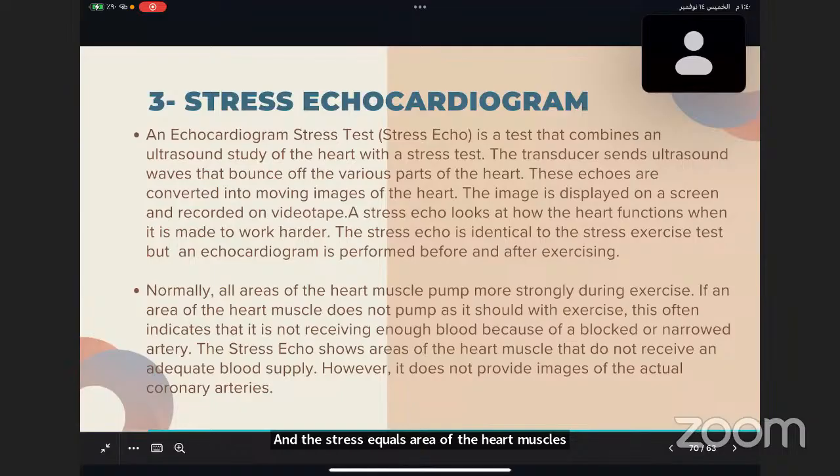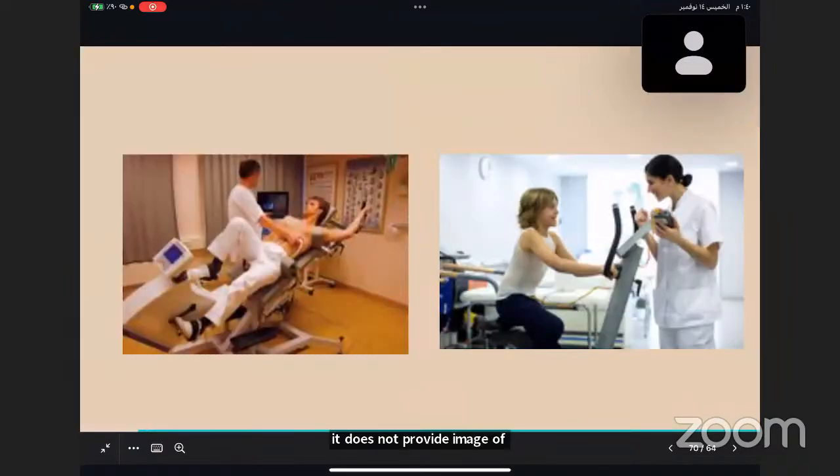Here we can focus on heart muscle that does not receive an adequate blood supply. However, it does not provide images of the actual coronary arteries. Okay, this we see is a type of exercise echo.